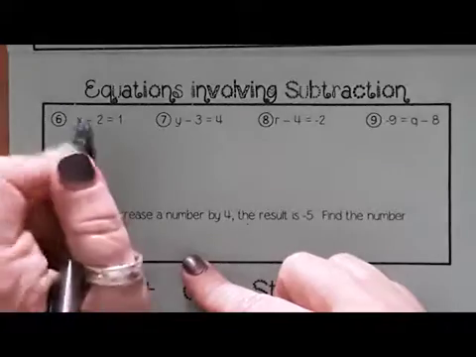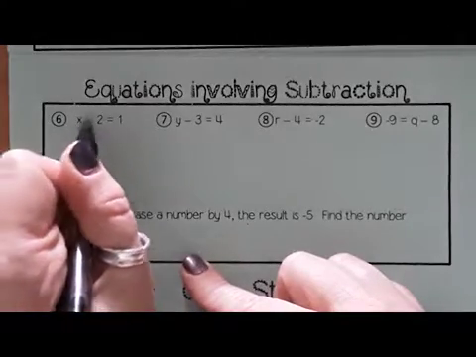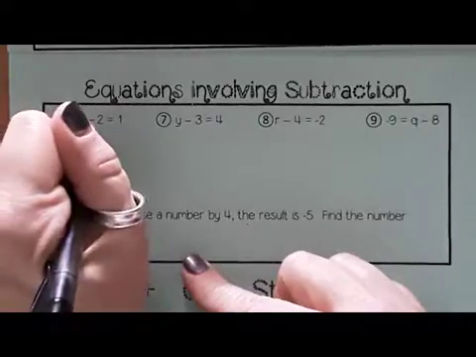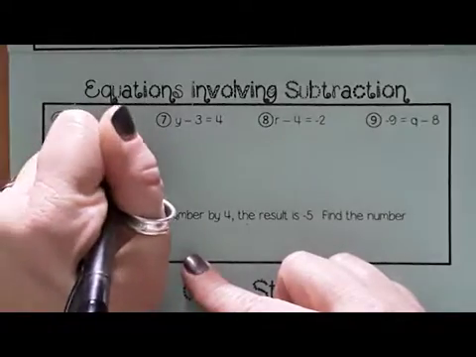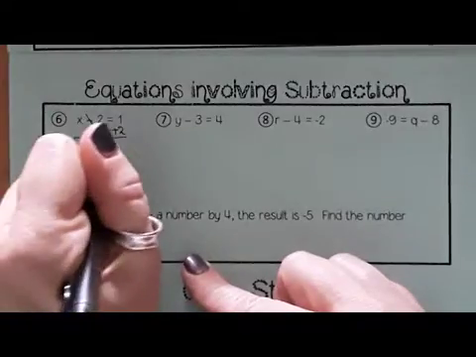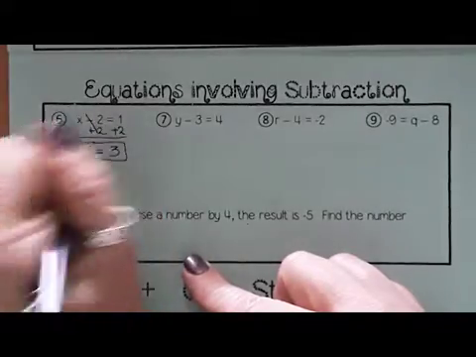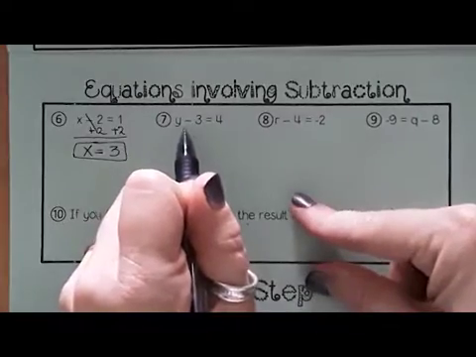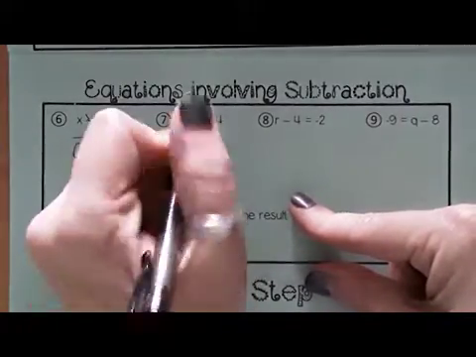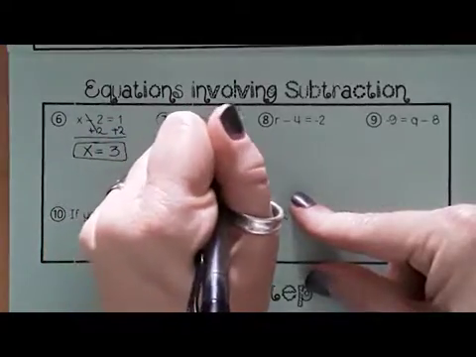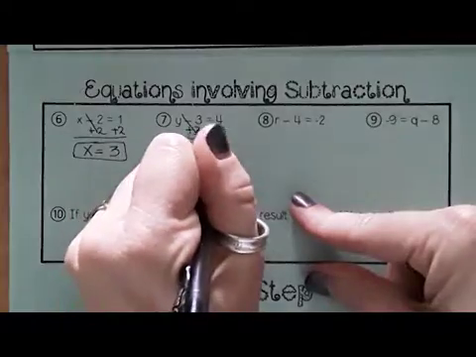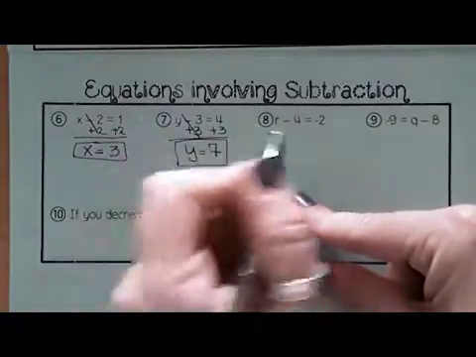In this case, we're going to get that variable by itself. In order for the negative 2 to go to the other side of the equal sign, we're going to add 2 to both sides. Negative 2 plus 2 is 0, so x equals 3. Let's look at the next one, number 7. In order for me to get y by itself, I'm going to add 3 to both sides. Negative 3 plus 3 cancels, so y equals 7.